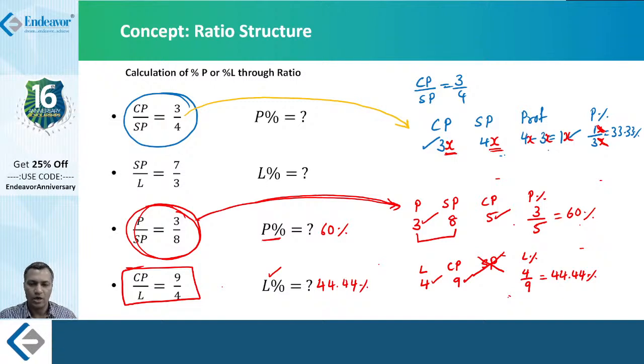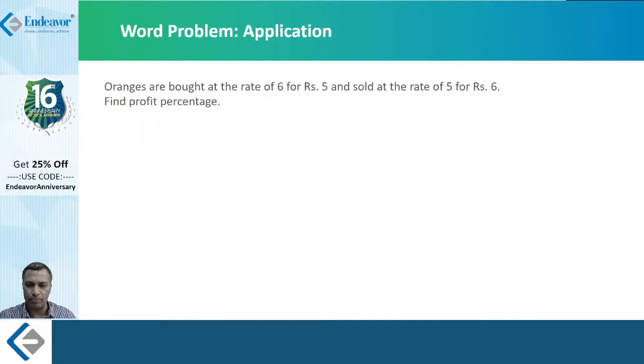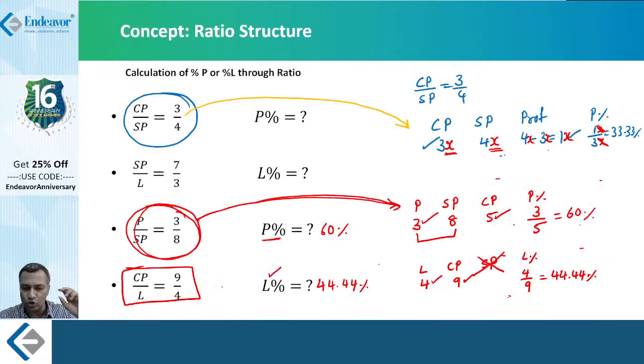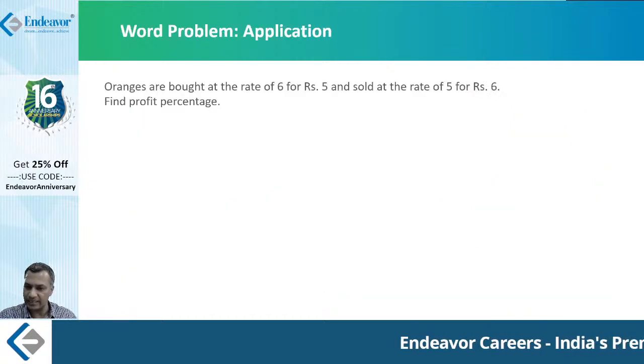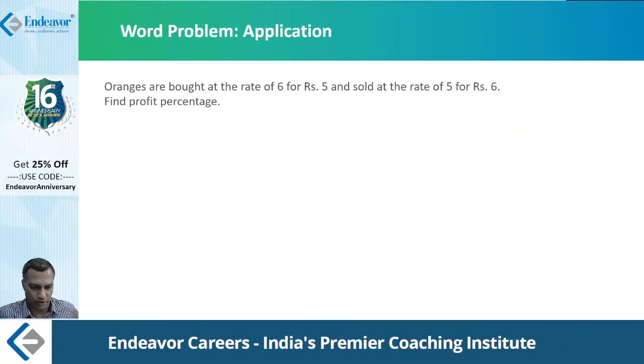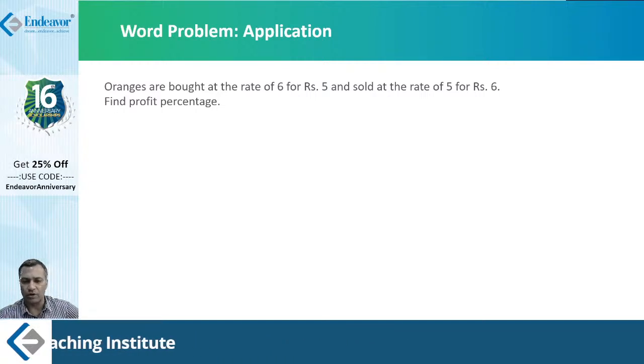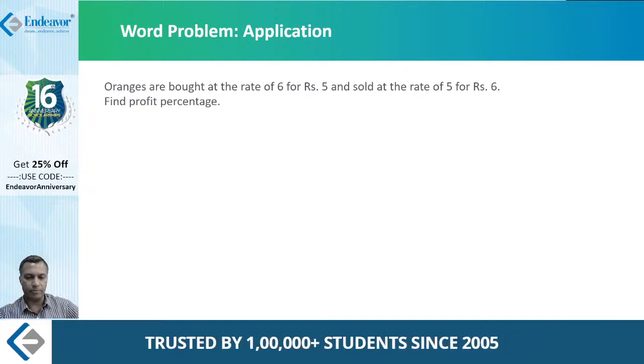Now let's understand what are those kind of questions which can be brought down to ratio. See, carrying the thought of okay, I can bring down some questions to ratio and tackle, that thought process is important, right? Isn't it? Okay, let's understand this question. Oranges are bought at the rate of 6 for rupees 5 and sold at the rate of 5 for rupees 6. Find the profit percentage.